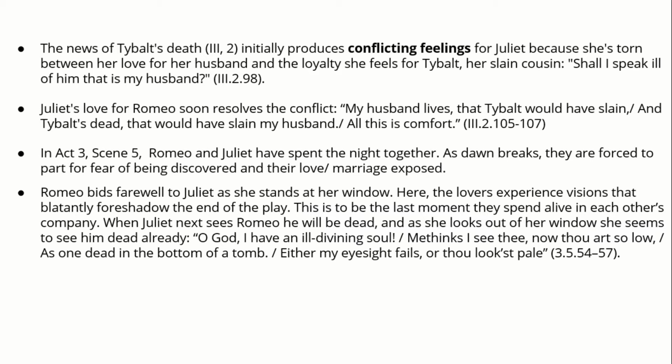So, in Act 3, Scene 5, Romeo and Juliet spend their first and only night together as a married couple, again under the cover of darkness to show that their love is forbidden. As dawn breaks, they are forced to part for fear of being discovered, and their love and their marriage would be exposed. Now, Romeo bids farewell, and as he leaves, there's this moment of foreshadowing.